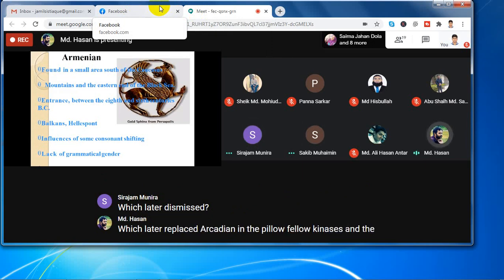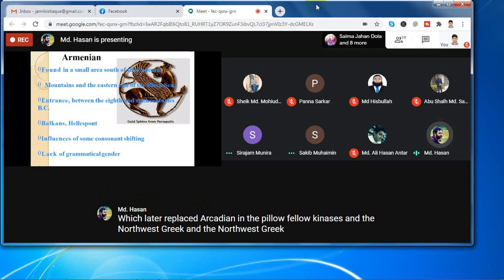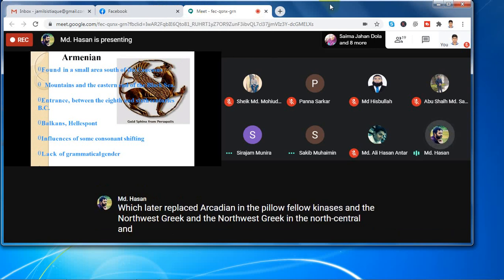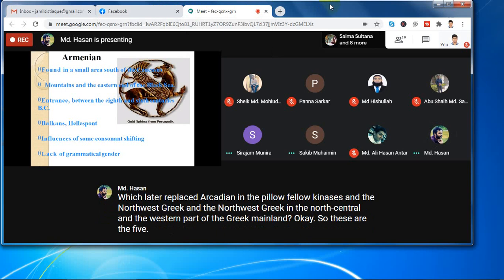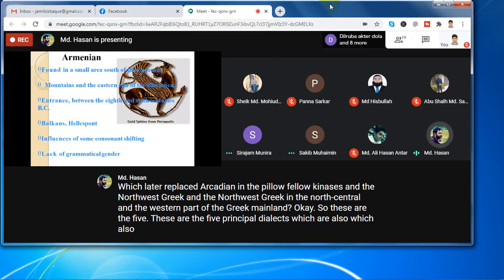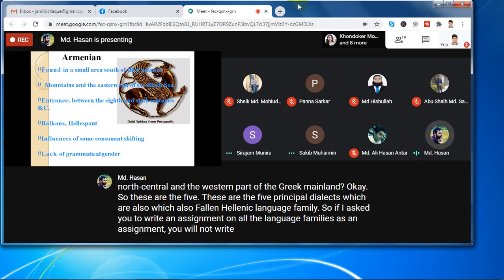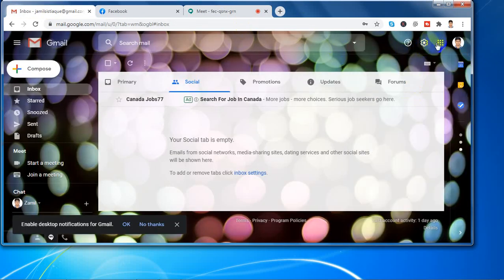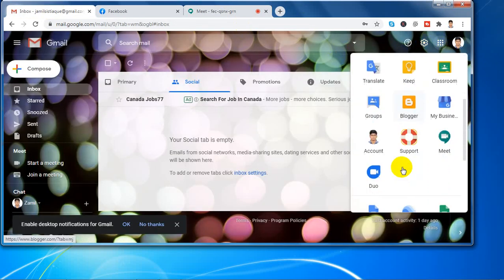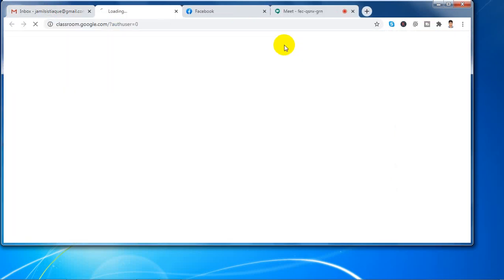And the Northwest Greek in the north, central, and the western part of the Greek mainland. Okay, so these are the five principal dialects which also fall in the Hellenic language family. So if I ask you to write an assignment on all the language families, you will not write everything you find here, right? What you will do is take the basic, main issues to be written in the assignment.